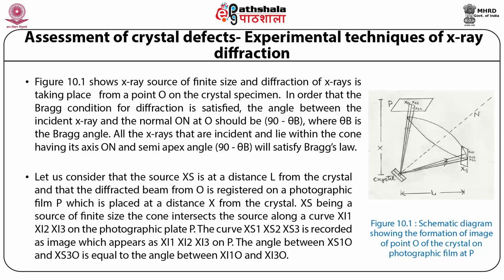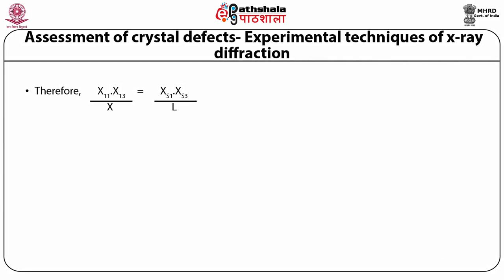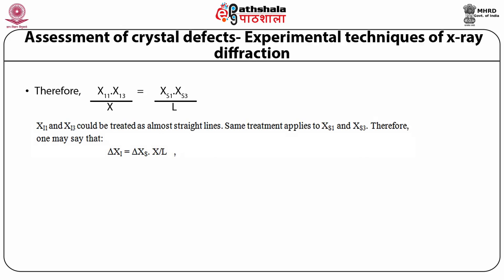The angle between XS1O and XS3O is equal to the angle between XI1O and XI3O. Therefore, XI1XI3 by x is equal to XS1XS3 upon L. XI1XI3 could be treated as almost straight lines. The same treatment applies to XS1XS3.